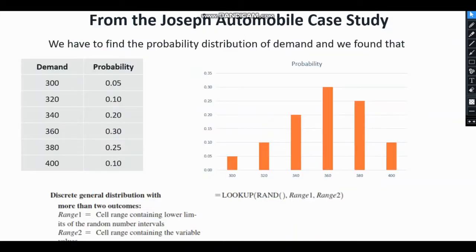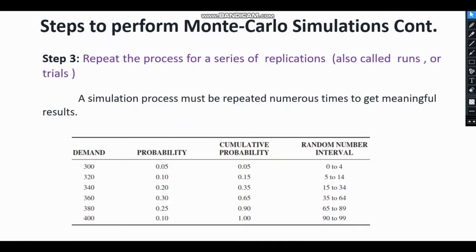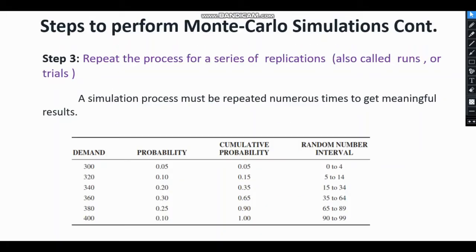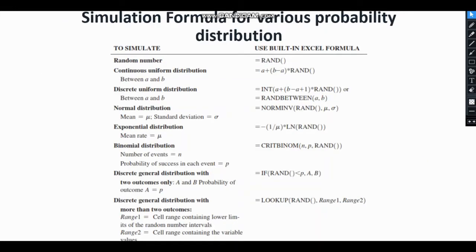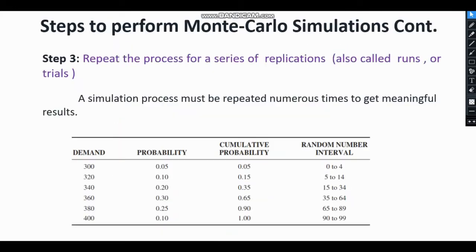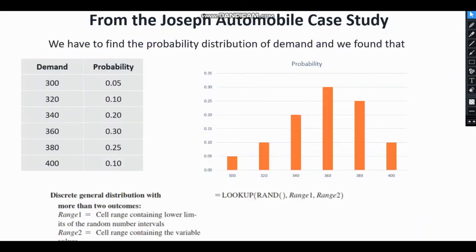In this problem, what type of distribution is this? First of all, what data is this? This is a discrete distribution with more than two outcomes, because we cannot say the exact outcome; it varies from 300 to 400. The distribution is completely discrete general. It is not uniform. It is discrete general.